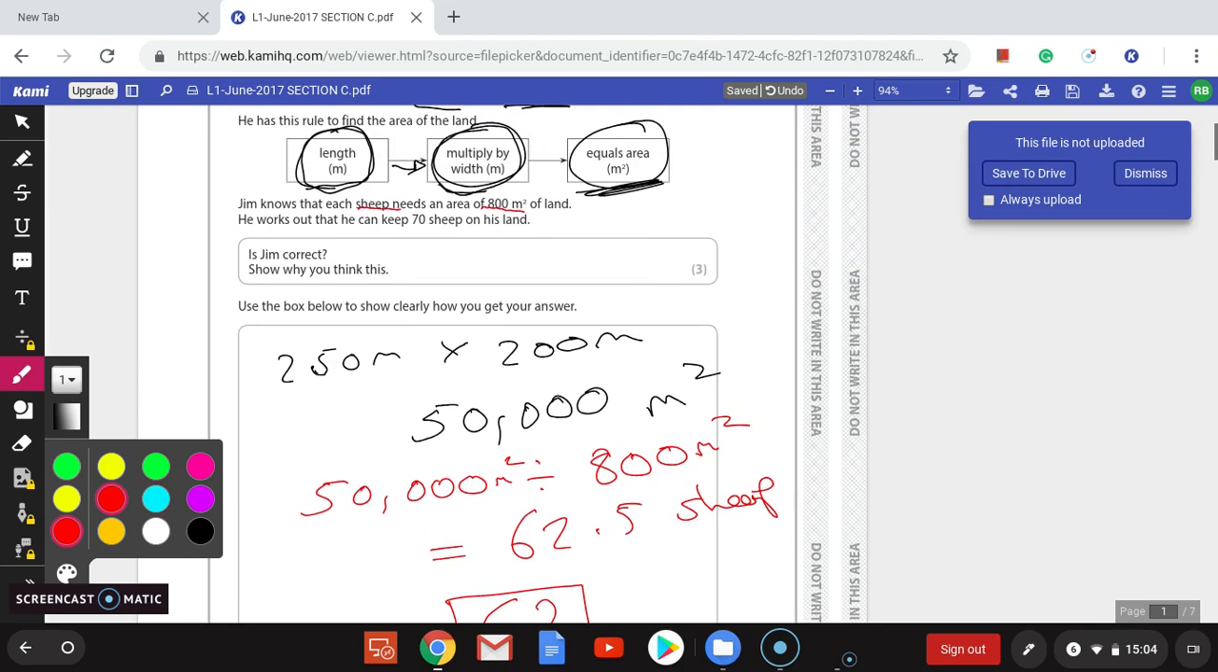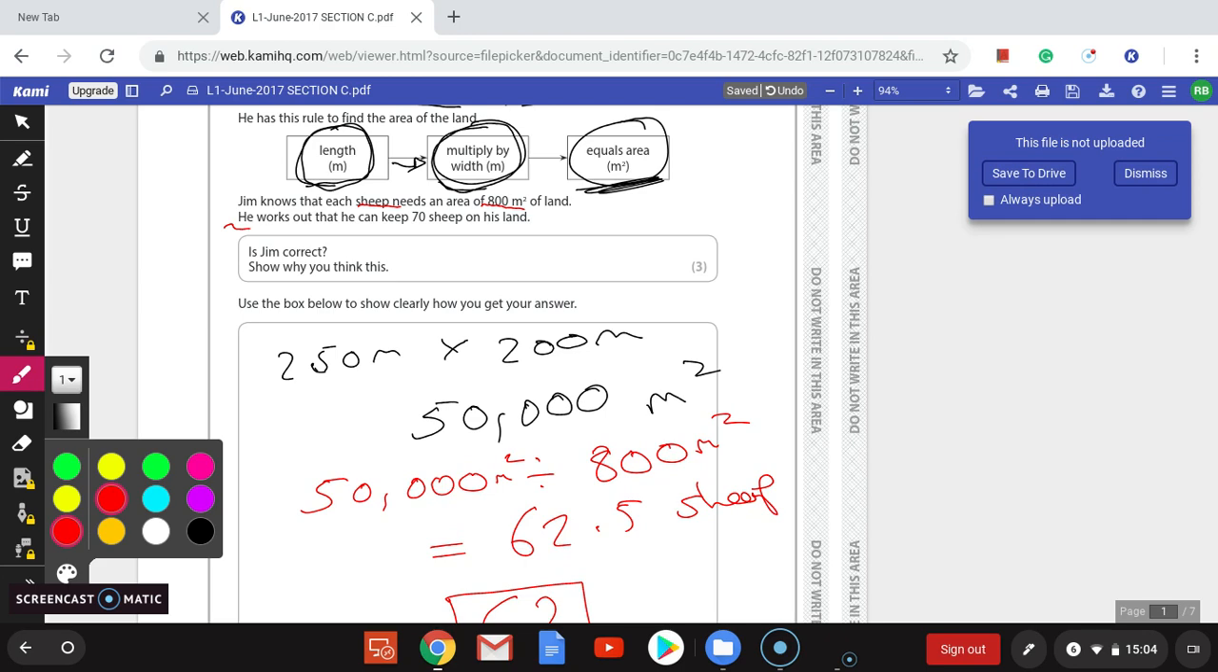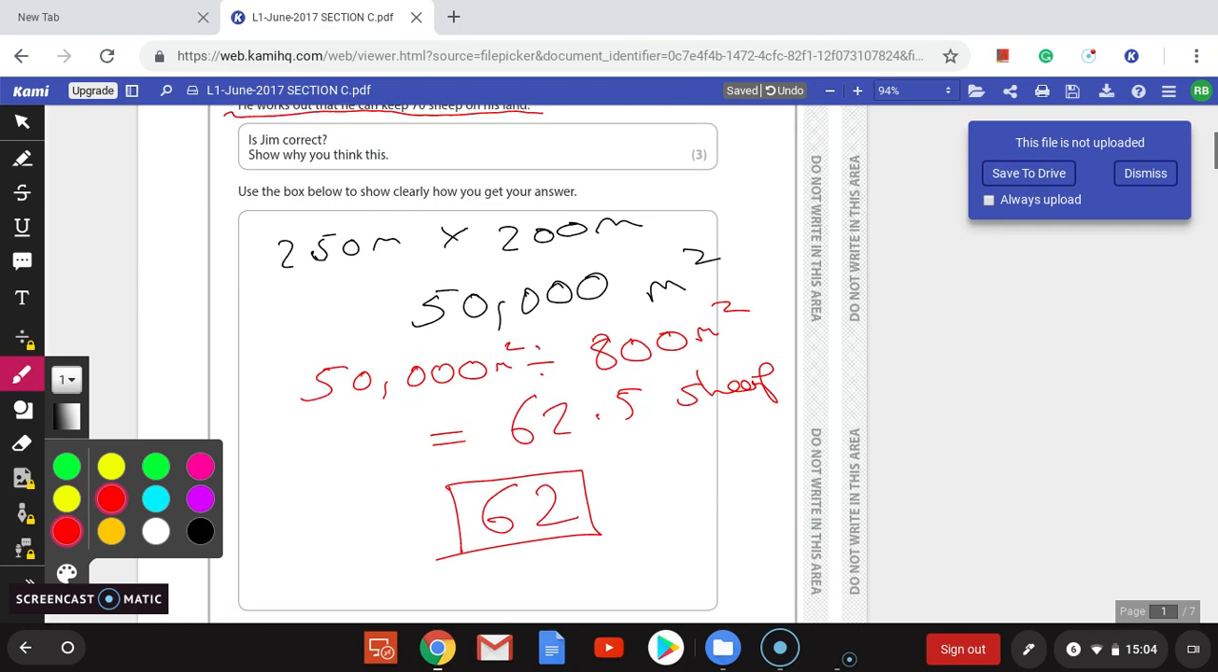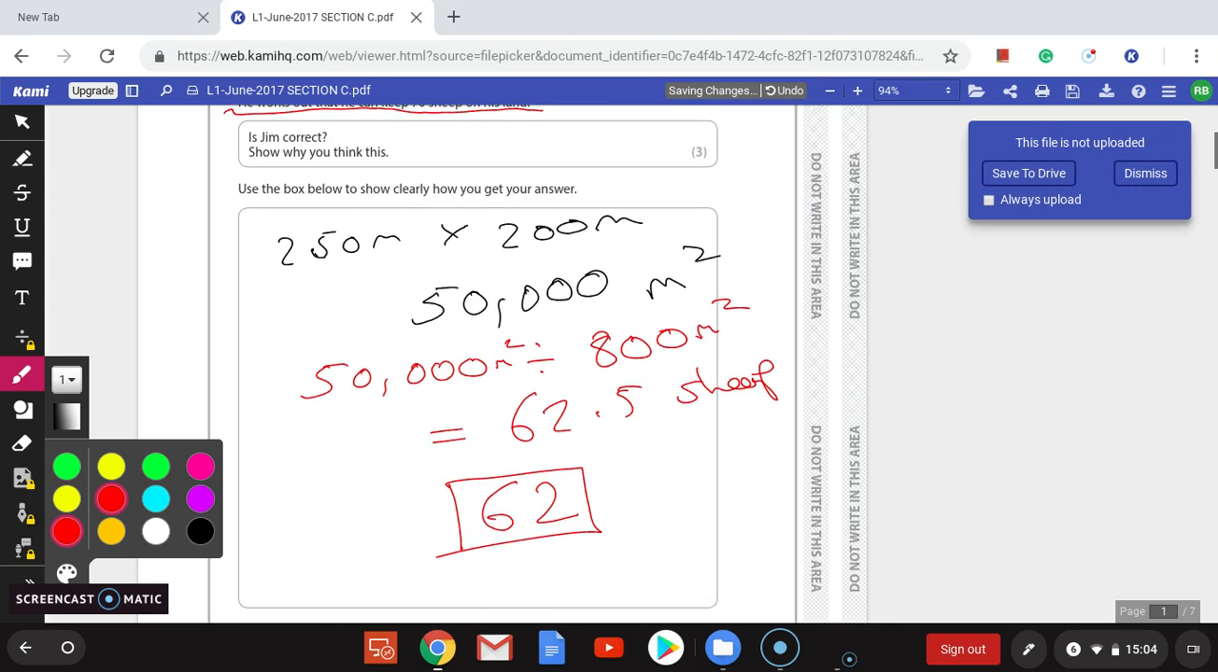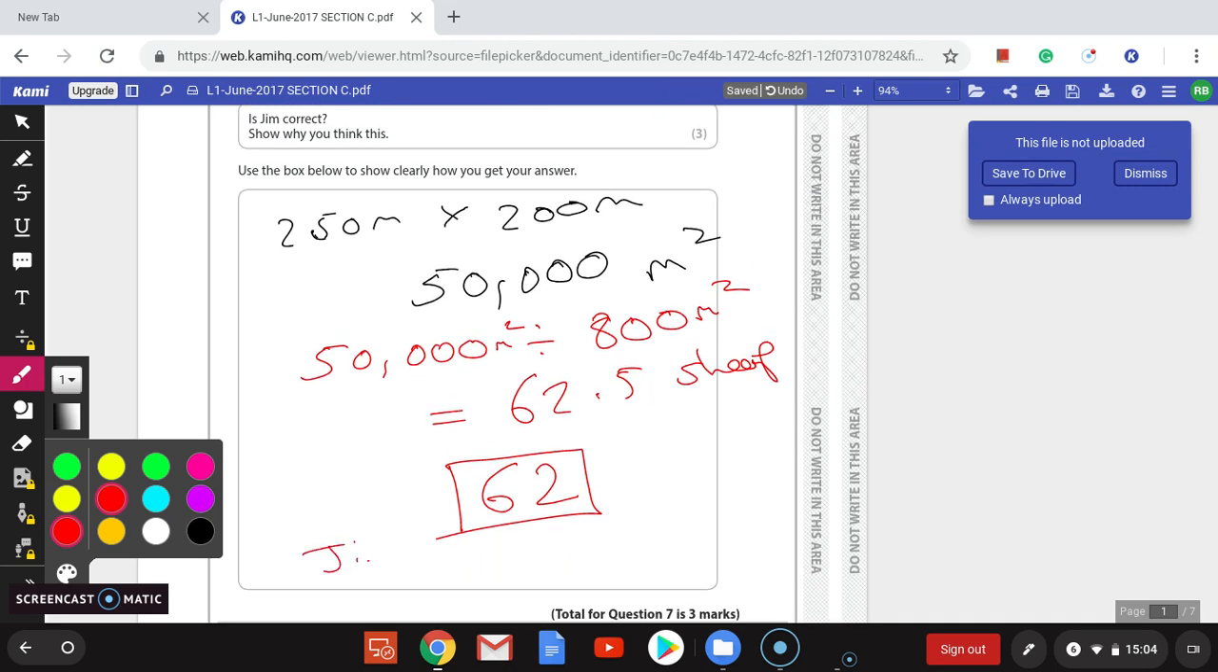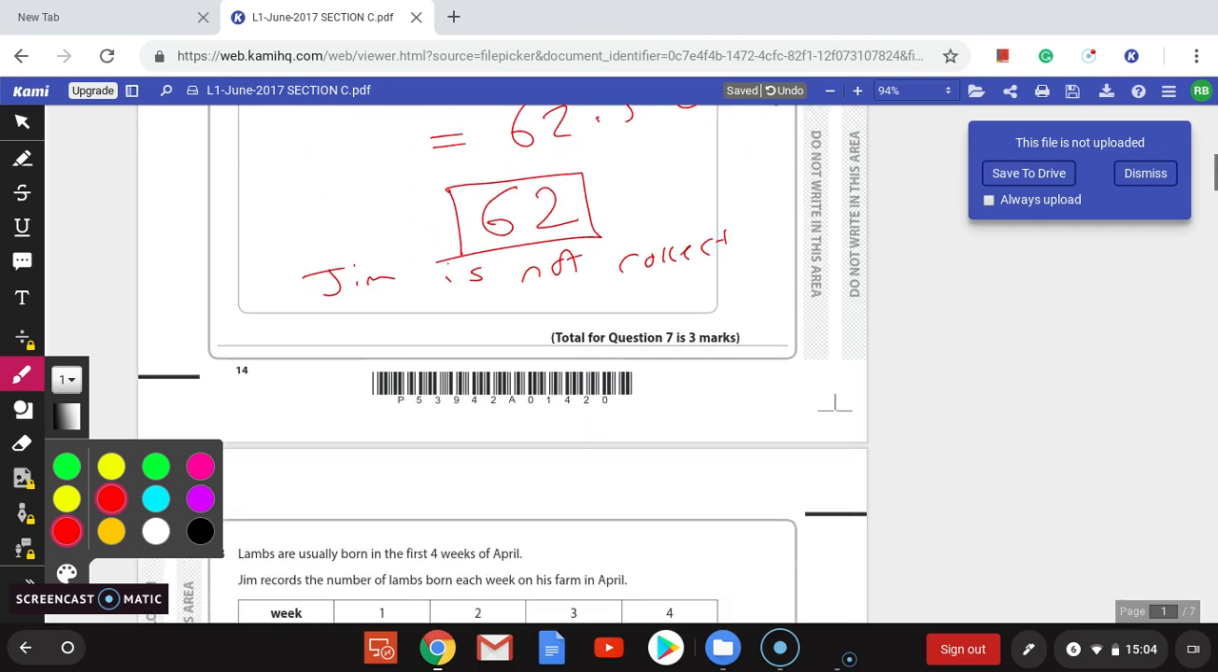So Jim thinks he can keep 70 sheep on his land in his field, but he can't. He can only keep 62. So Jim is not correct.